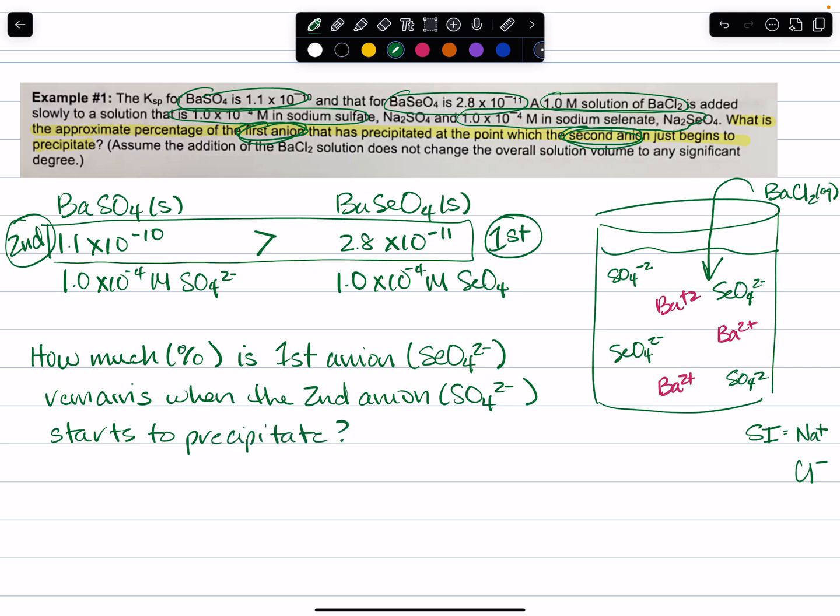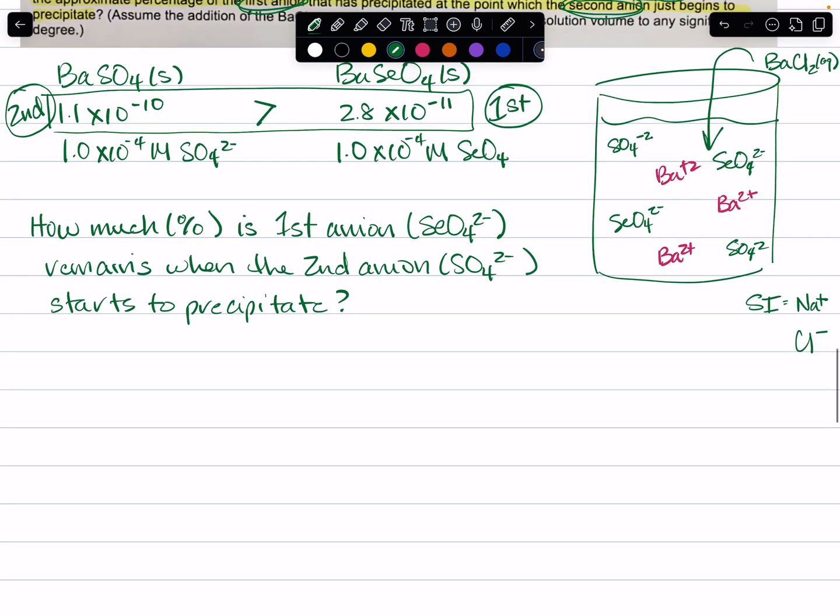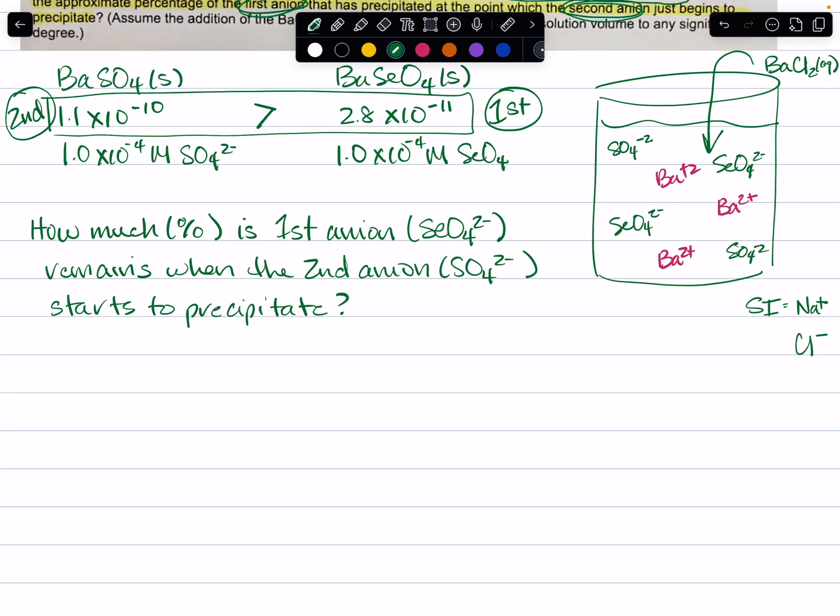All right, so to answer this question, what we really need to know is how much barium needs to be around for that second precipitation to start. Because when that second precipitation starts, that amount of barium must be in the beaker. And if I know how much barium is there, I can figure out how much selenate must also be there at the same time using those KSP values.